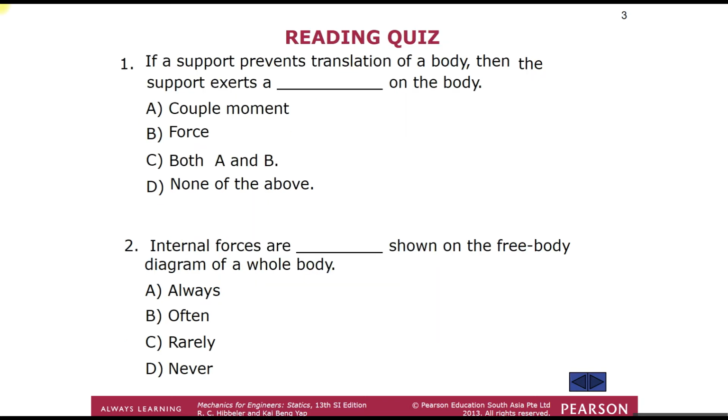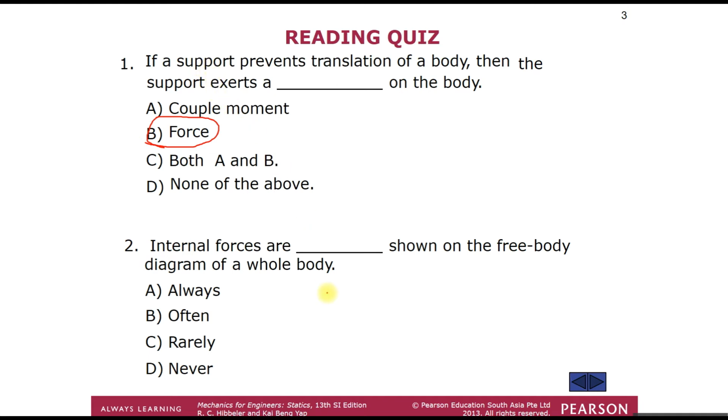So this is a quiz. If a support prevents translation of a body, meaning it prevents movement, then the support exerts either a couple moment or force, or both. The answer is B: it exerts a force on the body.